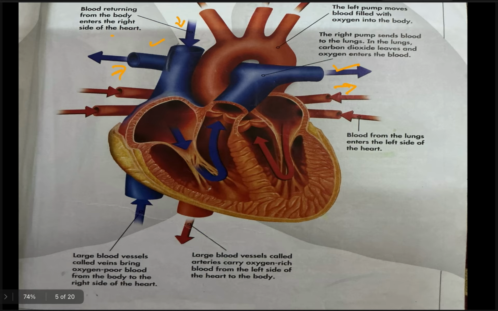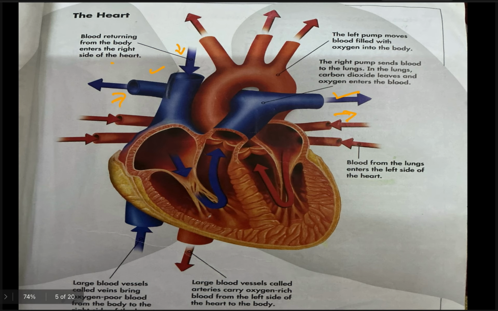Blood returning from the body enters the right side of the heart here. The large blood vessels called veins bring oxygen-poor blood from the body to the right side of the heart. The large blood vessels called arteries carry oxygen-rich blood from the left side of the heart to the body. The right pump sends blood to the lungs, and in the lungs the carbon dioxide leaves and the oxygen enters the blood. And here you can see blood from the lungs enter the left side of the heart.